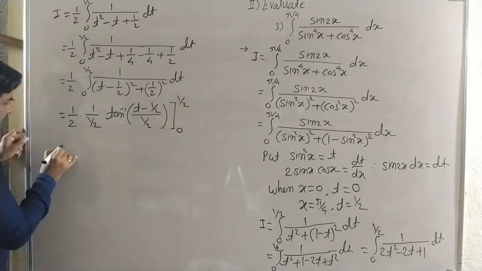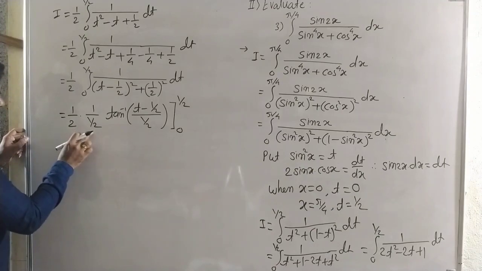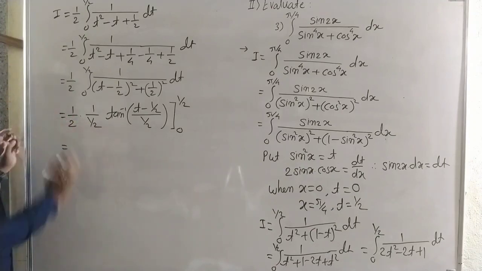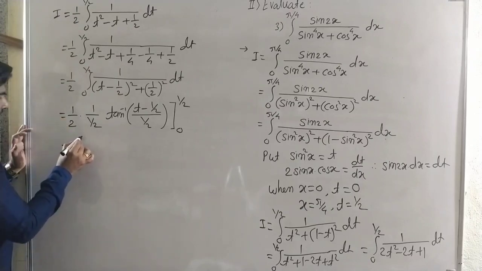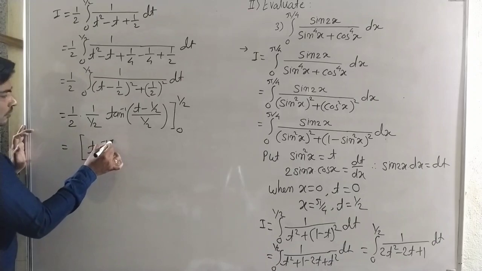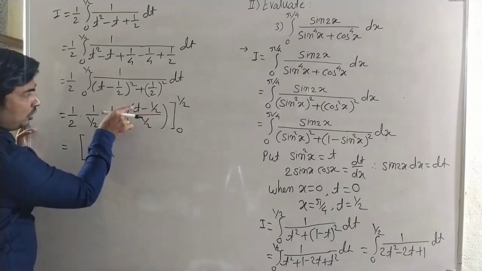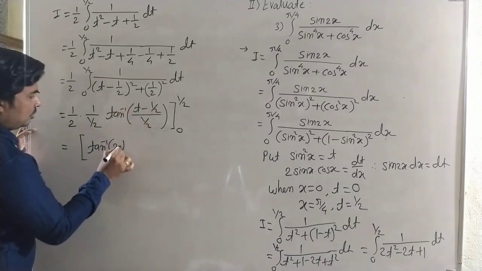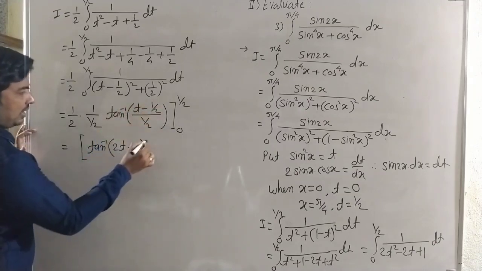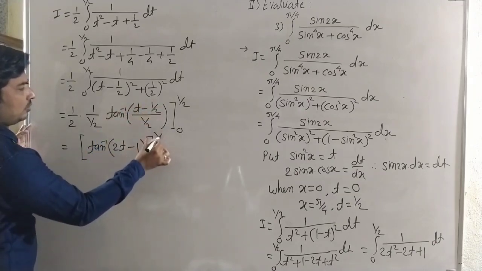Now this 2 and the 1 by 2 get cancelled, or when we multiply this 2, it gets cancelled. Here it is 1, and it is tan inverse of 2t minus 1, where the 2 upon 2 gets cancelled. Here 0 to 1/2.